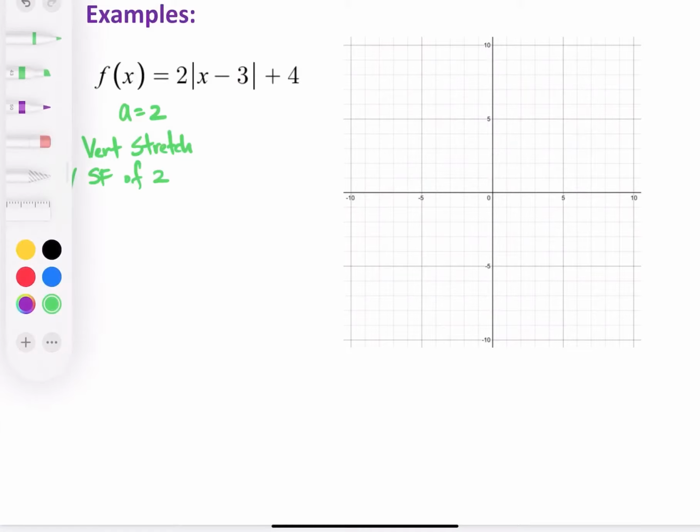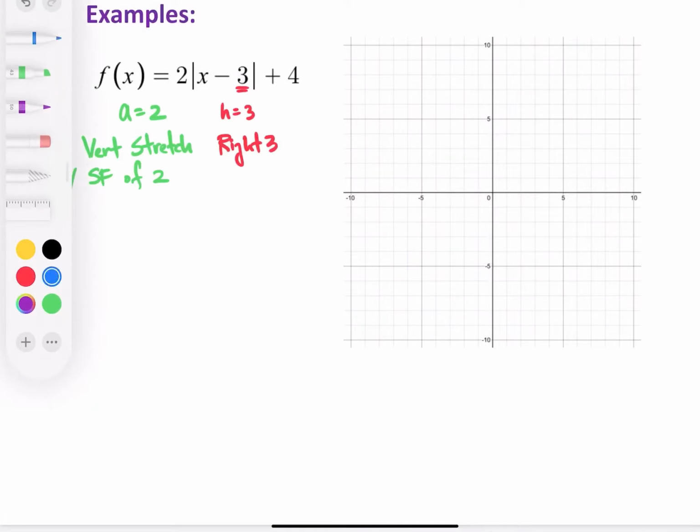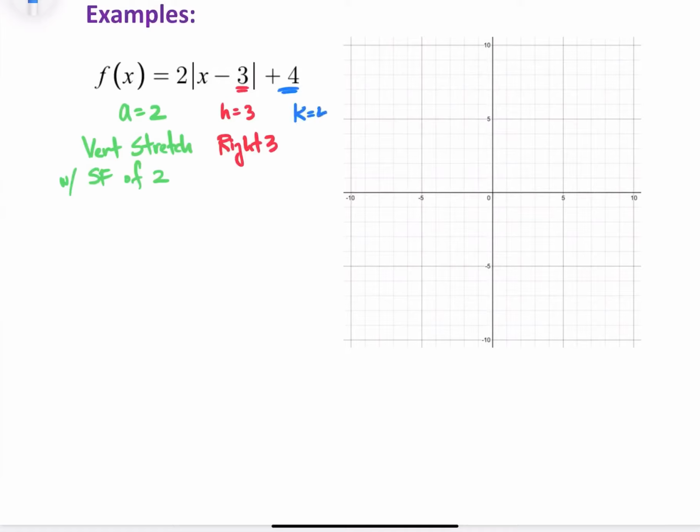Then we have our minus 3. Now remember that minus 3 is going to be the opposite. So h is equal to positive 3, and that means we're moving to the right 3. And then we have our positive 4, and I'll change the color for that one. So our positive 4 is our k value, and that 4 means that we're going up 4. So those are the 3 things that we know about this graph.